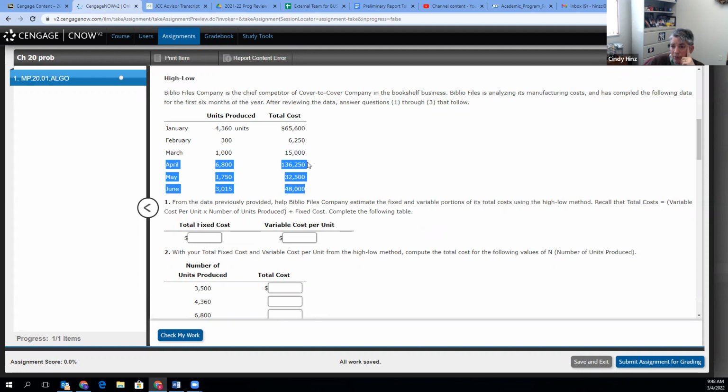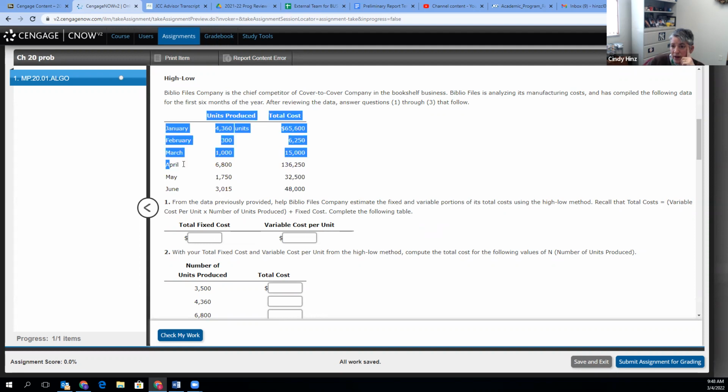So it looks like April is our high point and February is our low point. So we'll be using the same approach that we did in the first part, the high-low method, to separate those.